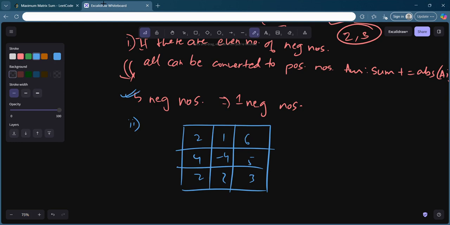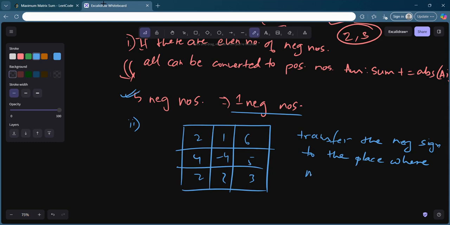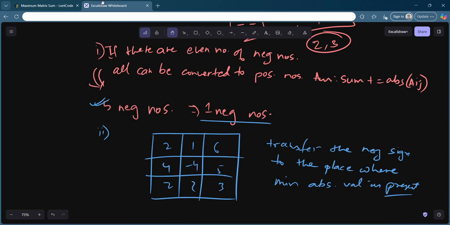Okay, so for the second case, where there is an odd number of negative numbers, you convert that to one negative number, and then transfer the negative sign to the place where the minimum absolute value is present. Okay, I hope that will be very clear. There should be no issues with this right now.